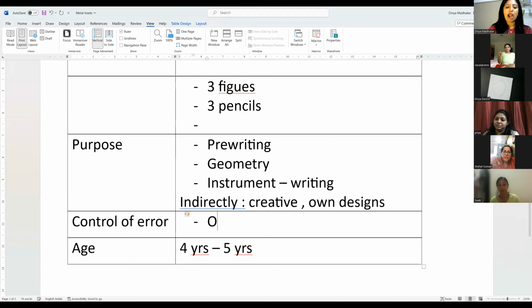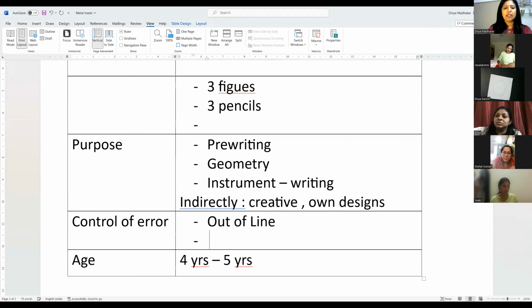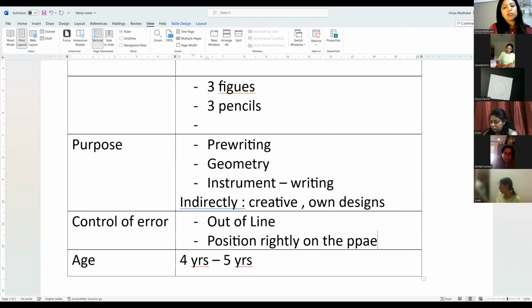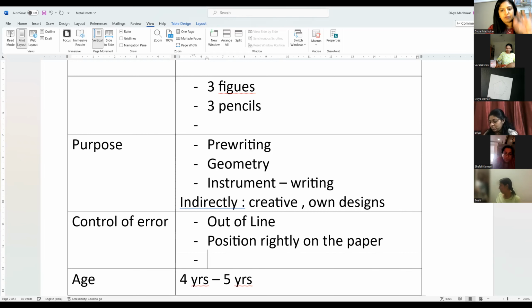One is that we go out of the line, especially. The second thing is that the first one was your inward tracing, and you did your inward tracing. Then the second time, when you do your outward tracing and keep the inset, you might not keep it exactly in the same position when you trace. That could also be one of the things. Positioning it rightly on the paper can also be a problem.